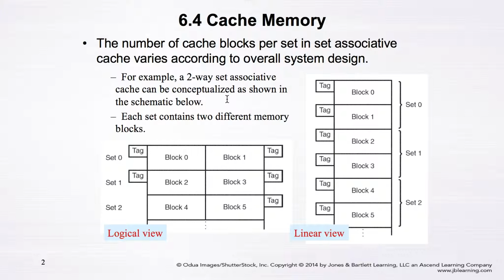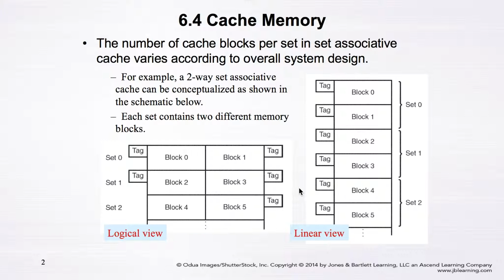Basically, in the logical view, the cache is represented by a two-dimensional matrix. We have a two-way set associative cache, meaning each set right here contains two blocks. So here set 0 contains block 0 and block 1. Set 1 contains block 2 and block 3. Set 2 contains block 4 and block 5. Two ways means that there are two blocks in a set. Again, this is a logical view, so that's a two-dimensional, matrix representation.